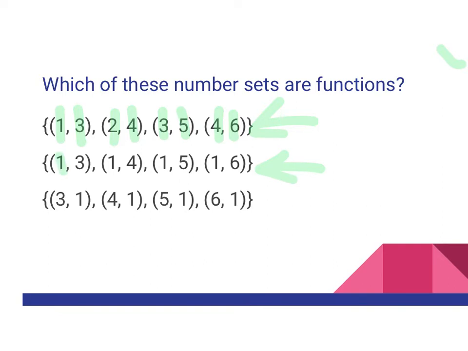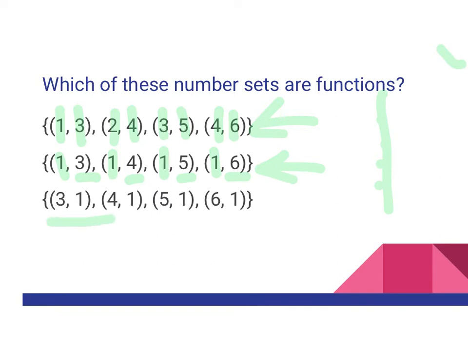So I have 1. So my x value seems to repeat. And I have a different value of y for each x value. Think about what this line, this is another line, would look like. So I've got 1, 3, 1, 4, 1, 5, 1, 6. That is a vertical line. Well, a vertical line is definitely not going to pass the vertical line test.